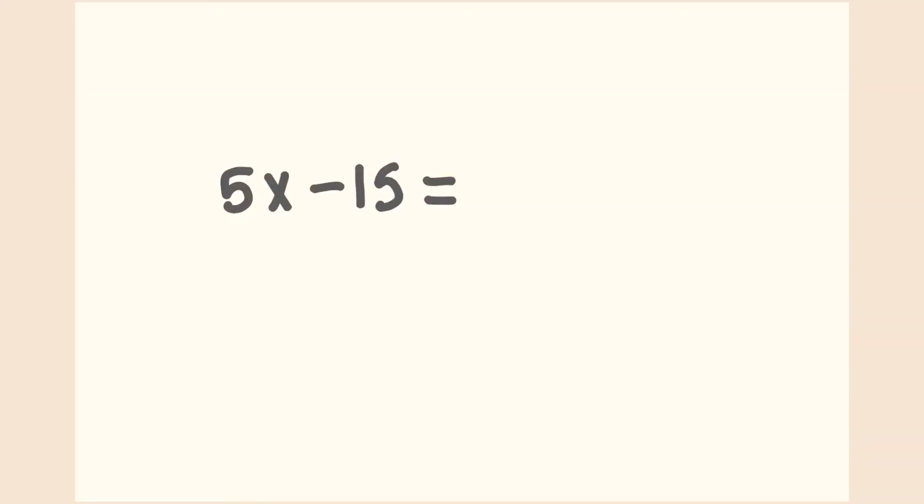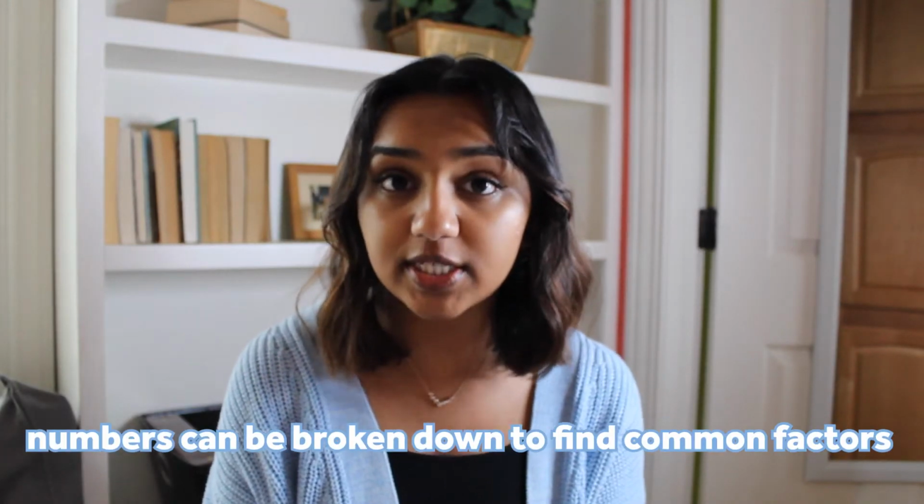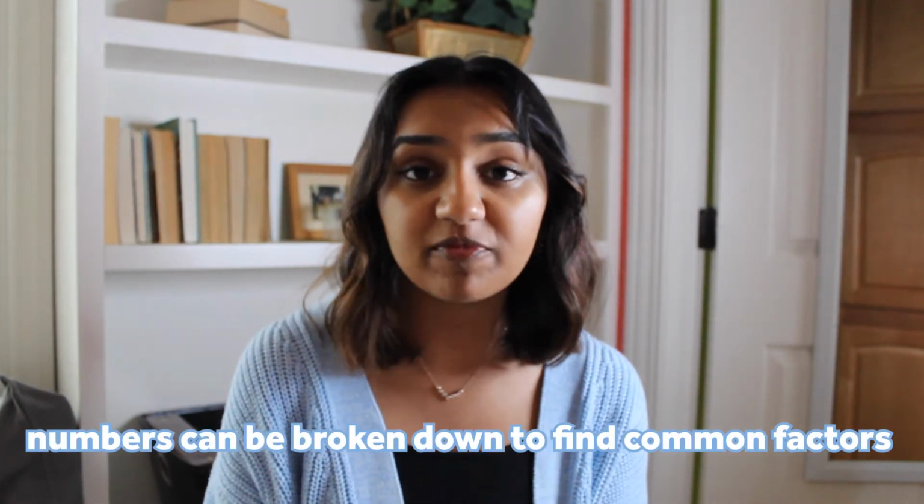Let's take a look at another example. Here we have 5x minus 15. Let's look at our first step to find what's similar. 15 is actually a multiple of 5 times 3, which means that we have 5 as a common factor in this expression. We need to make sure that we remember that numbers can be broken down to find common factors as well.